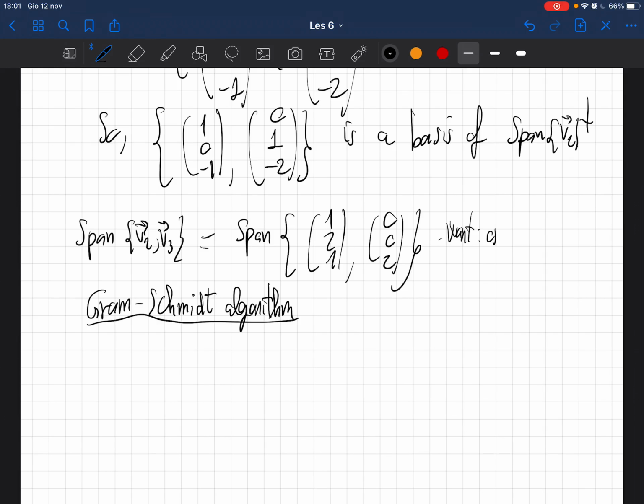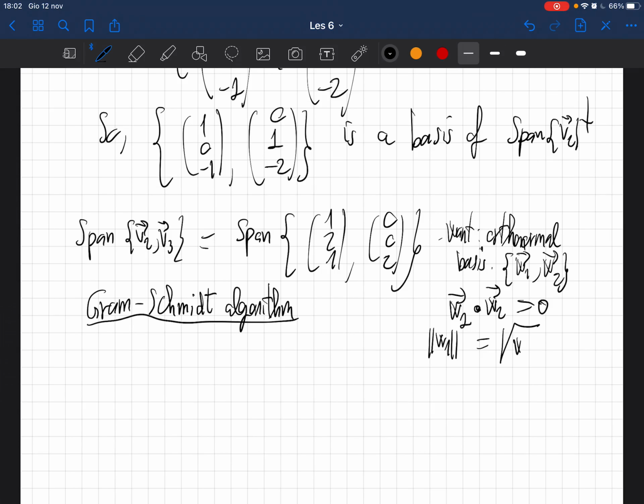I want an orthonormal basis. An orthonormal basis means a set of vectors which is a basis, and it's orthonormal in the sense that, with these two vectors, we want them to be orthogonal, and also their norm has to be, sorry, not 0, 1, of course, 1.